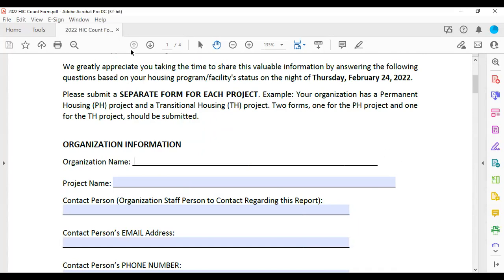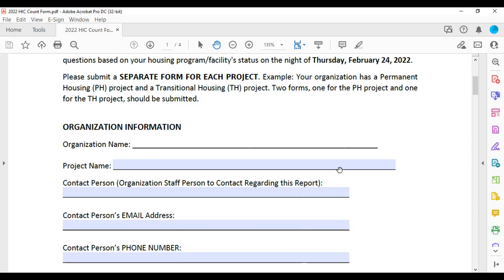Okay, so the organization. Kim, because you're one of our major emergency shelter programs, do you mind if we use yours first? That's fine. Another question would be, would we be doing Benton County and Washington County separately? Yes, if you look up here, do a separate form for each project. Okay, got it. So I'm going to do Salvation Army, and I'm going to do Fayetteville. So that's going to designate the location.